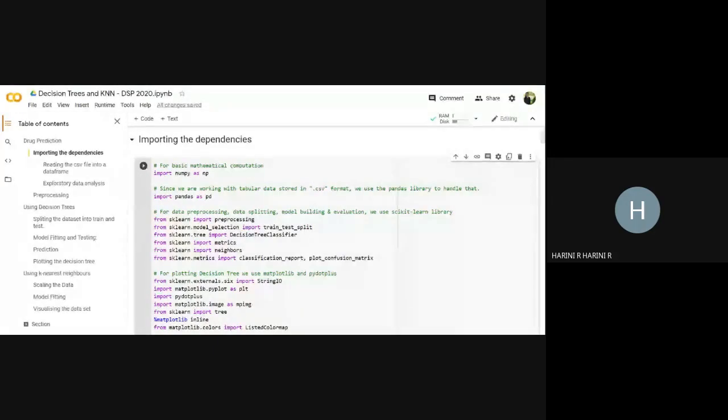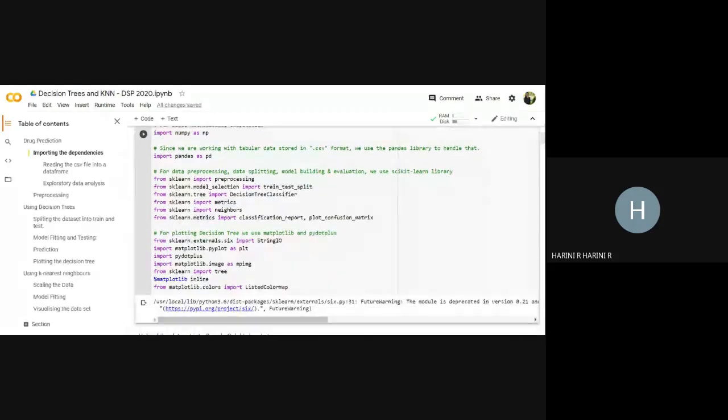And sklearn.metrics. Even in the earlier session, for text classification, Mukesh had printed out a classification report which has the precision, recall, accuracy, all that. We are going to do the same for evaluating our decision tree and KNN, short for K nearest neighbors. So we'll be using that for evaluating these 2 algorithms.